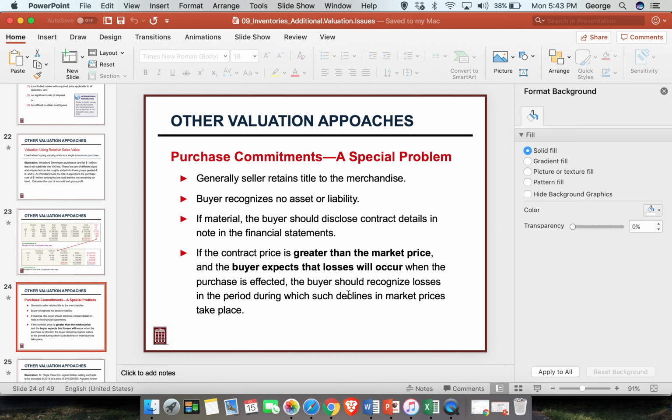All right. Now, if it's a material amount of purchase commitment, say it's 30% of our inventory for next year, we need to disclose those details in the notes to the financials. A problem can arise if the contract price is greater than the market price and the buyer expects that the loss will occur when the purchase takes place. So the buyer should recognize those losses in the period during which such declines in the market price take place. So the purchase commitment, even though we haven't taken title, still means that we're committed to that inventory and we're going to buy it. And we know even before it hits our shelves that we're going to probably take a loss on it.